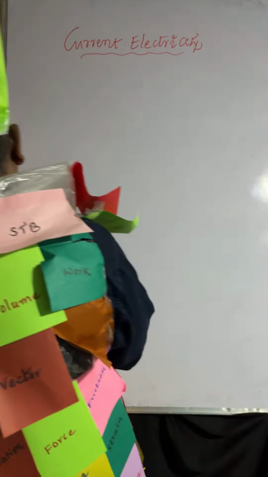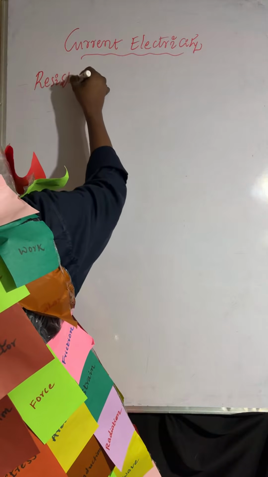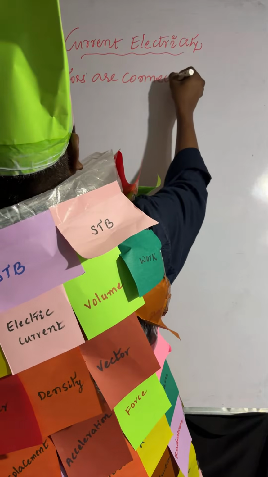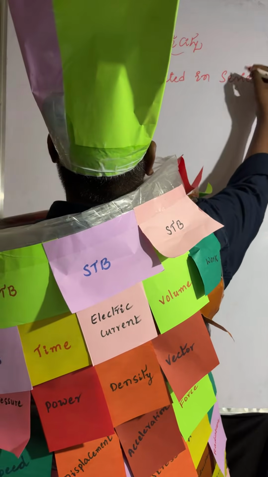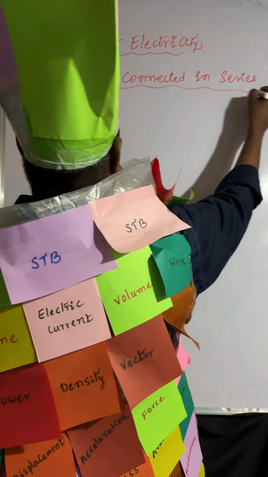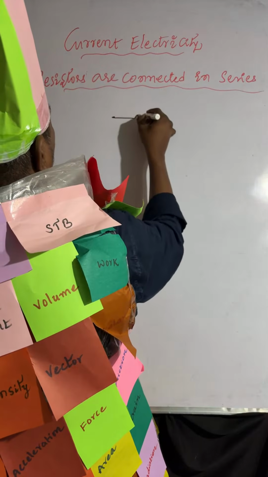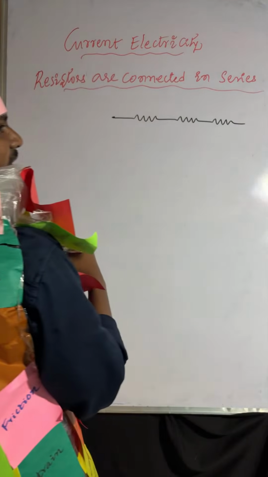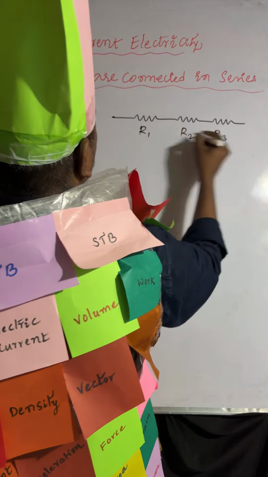Resistors are connected in series combination. That is nothing but, here I am taking 1, 2, 3, so three resistors. Okay, R1, R2 and R3.